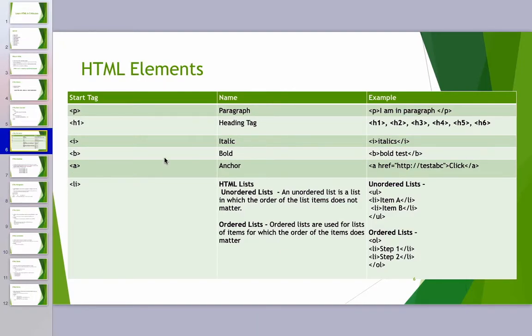If you want to write certain content in italics, then you need to use the italic tag. If you want to bold some of the characters or text, then you need to write it inside the B tag. And if you want to put an anchor, you need to type inside the anchor tag. Here are examples also.